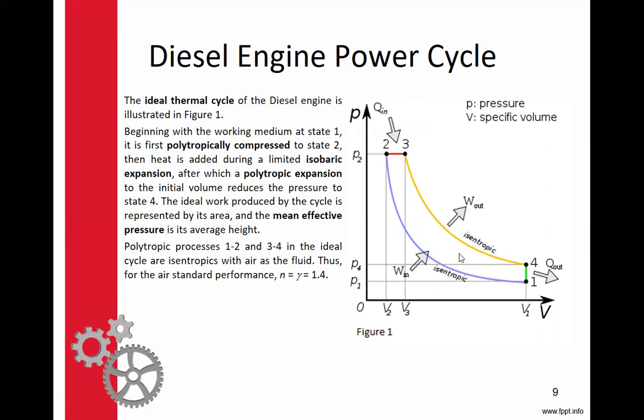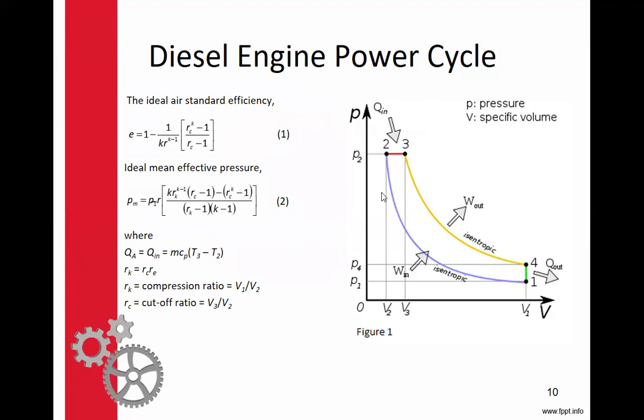The ideal work produced by the cycle is represented by its area, and the mean effective pressure is its average height. Polytropic processes 1-2 and 3-4 in the ideal cycle are isentropic, with air as the fluid. Thus, for the air standard performance, gamma is 1.4. For the ideal cycle, this is isentropic.